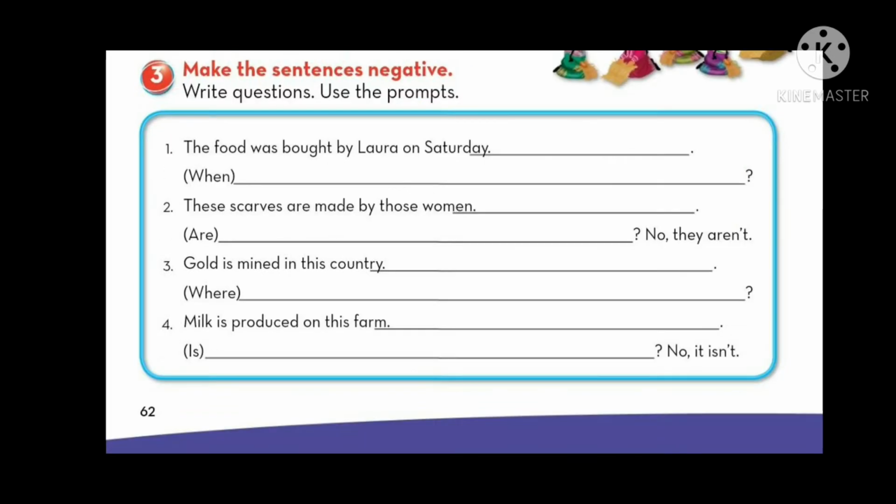Now let's move to exercise number 3. Make the sentences negative. Write questions. Use the prompts. So we need to change the same sentence into a negative. Then we will change it into a question form, and we need to use the prompts, which are when, are, where, is. إذا بده يبتدئ السؤال when or are, where and is. Let's start with the first sentence. طبعا النيجاتيف ما في أي مشكلة، بس بدي أضيف not للhelping verb or verb to be. So the food was bought by Laura on Saturday.